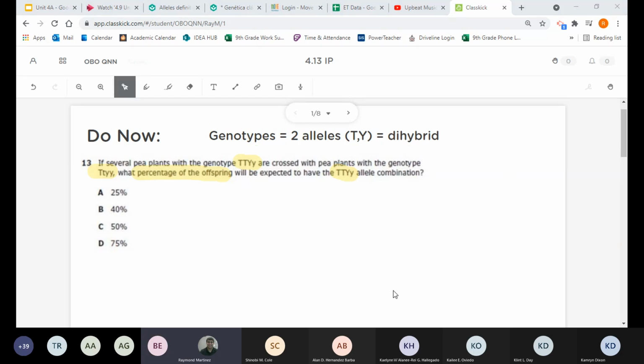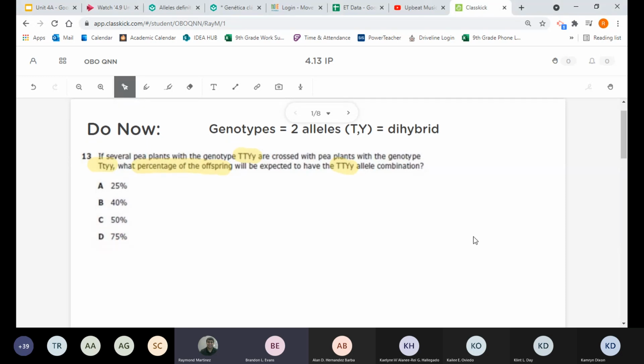So that means the percentage of the big Y, little y will be 25%. Well, let's go ahead and work through the problem first before we just jump into it. So what you want to do is draw your, actually you don't want to do that first. What you want to do first is your independent assortment, right?